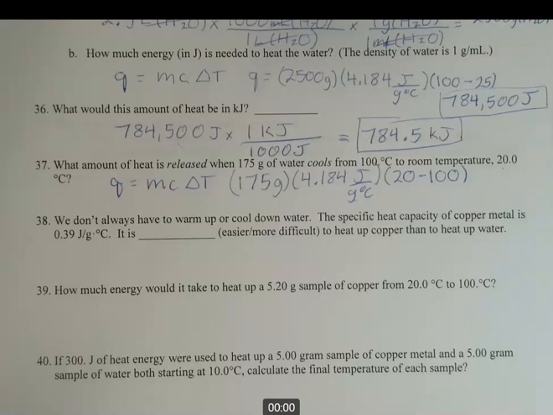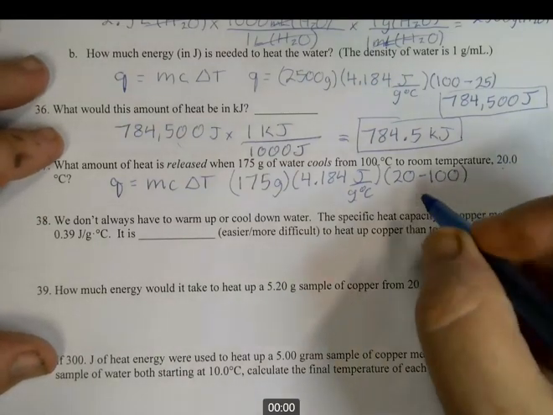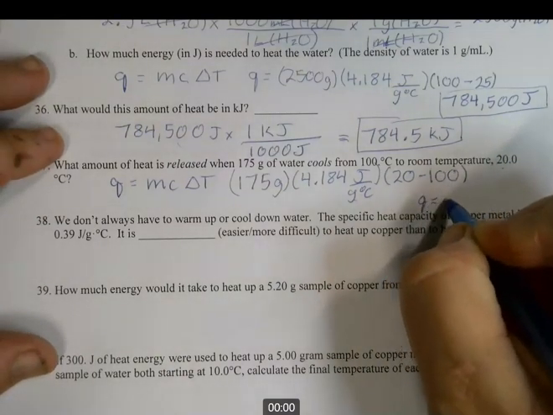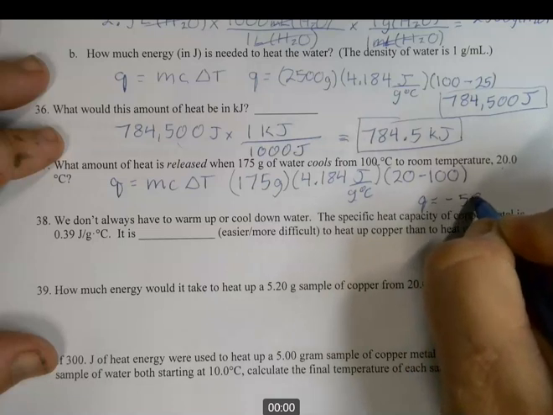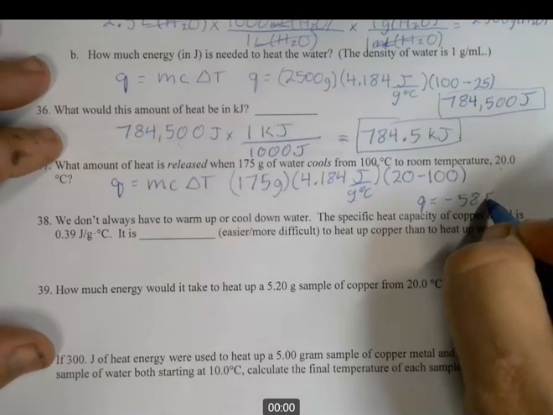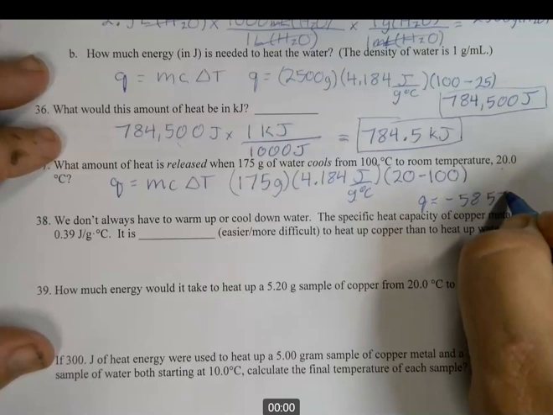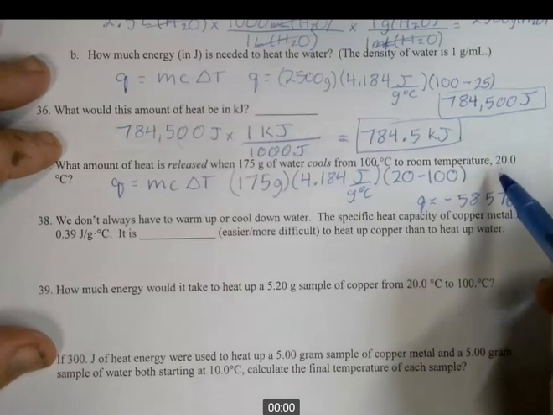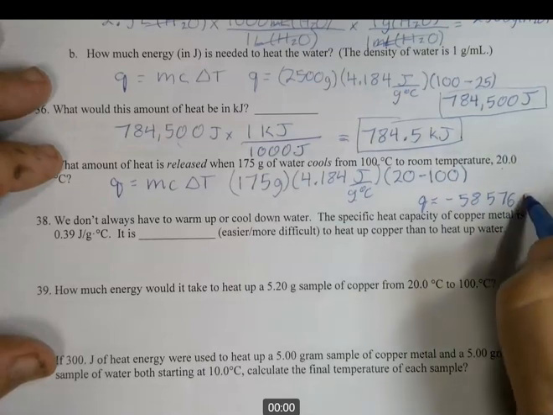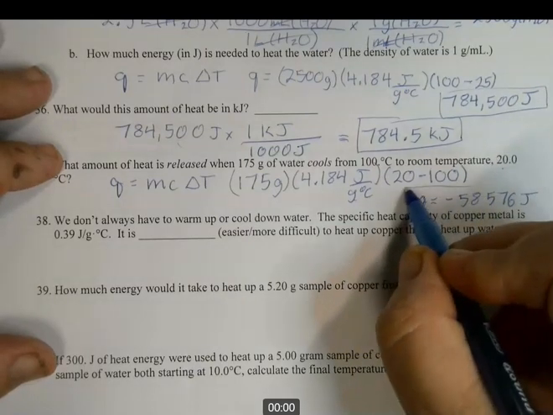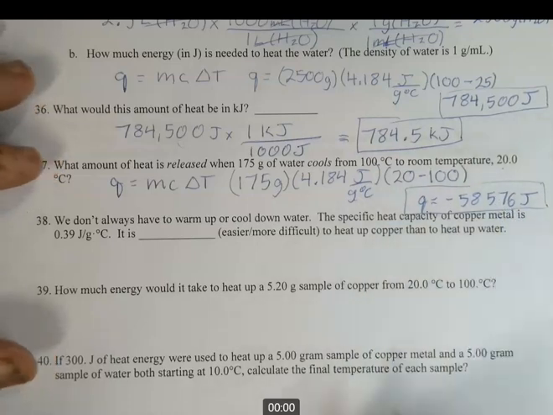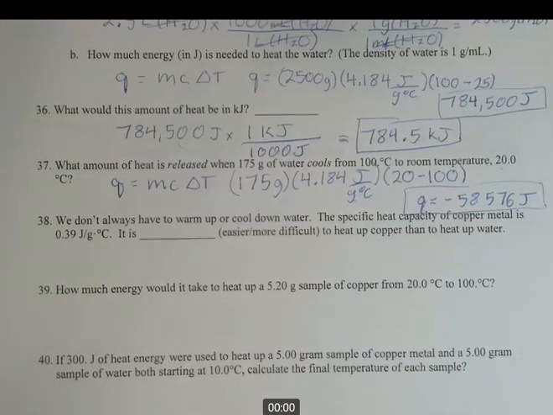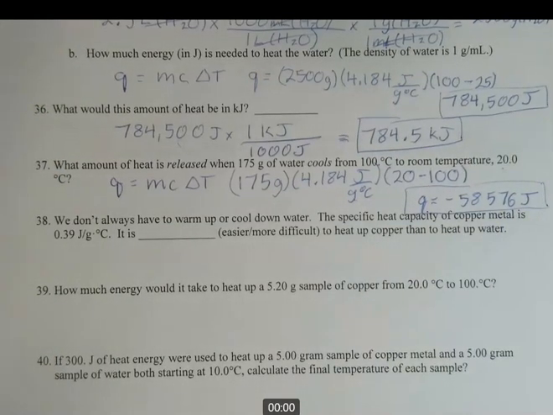And you get negative 58,576. Be careful on the AP exam. If they ask you, they might give you specific units to express it in: joules, kilojoules, or calories. Be sure you pay attention to which units. They will mark you off if you get the units wrong, even though you did the problem right.